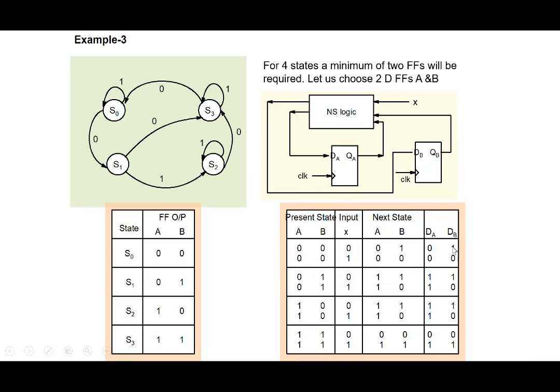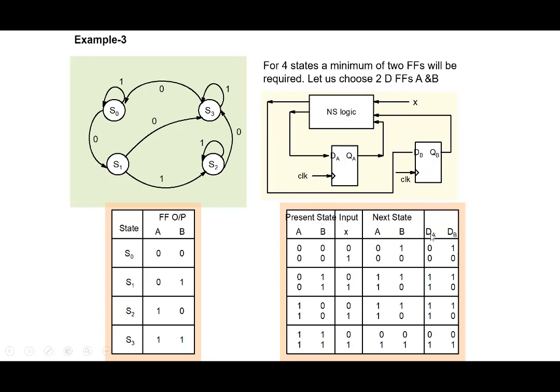DB should be equal to 1 here. So that's why D flip-flops are very easy. In the next case, 0 to 0, D is 0 here. For the B flip-flop, 0 to 0, so the input is 0 here. And like that, we can fill up what is DA and what is DB.